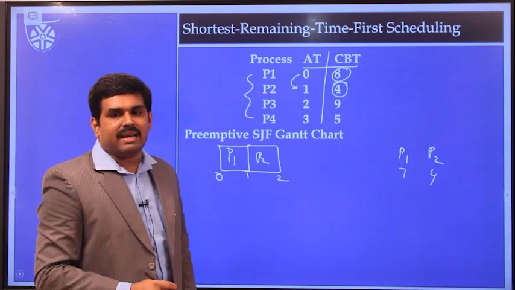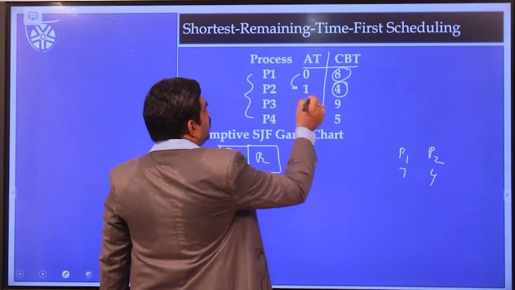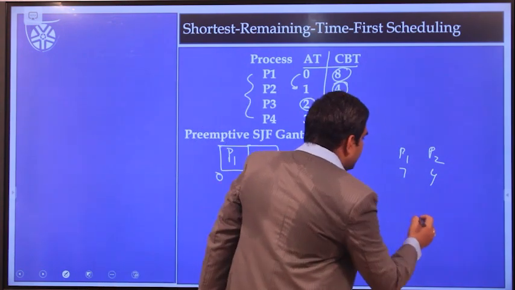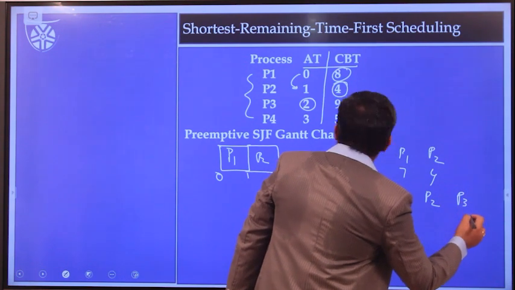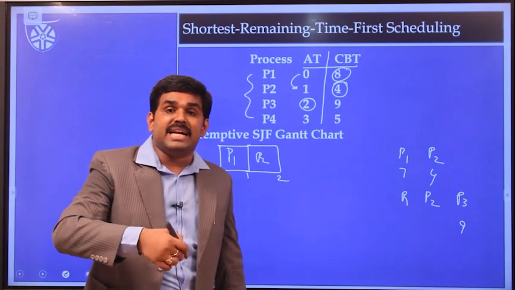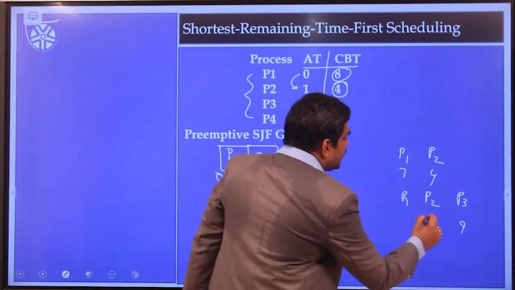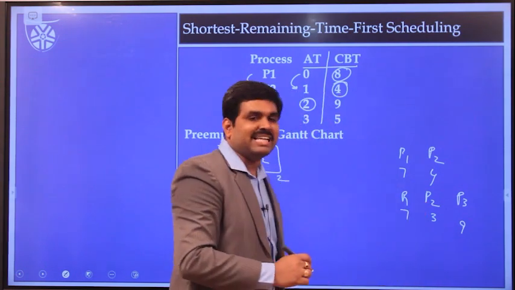Okay, after 1 second, another process is coming into the main memory. What is it? It is P3. P3 is getting into the memory, and it has a CPU burst time of 9 seconds. What about process P2? P2 has been assigned 1 second, right? So P2 needs the CPU for 3 seconds only. What about process P1? P1 needs the CPU for 7 seconds.